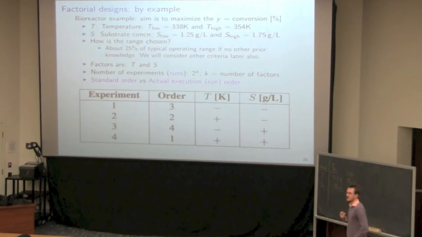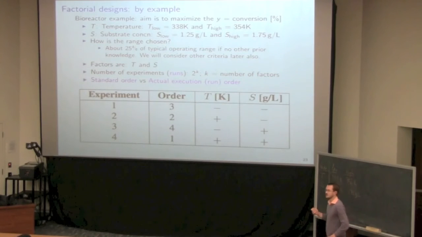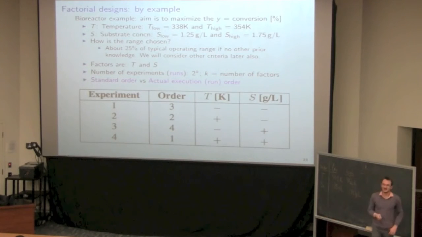The first thing to recognize is how many experiments you're going to run. You're always going to run 2 to the k, where k is equal to your number of factors. If you have 3 factors, you're going to run 8 experiments. With 4 factors, you're going to run 16 experiments. Well, how do you decide what those 16 experiments are if you have 4 factors?